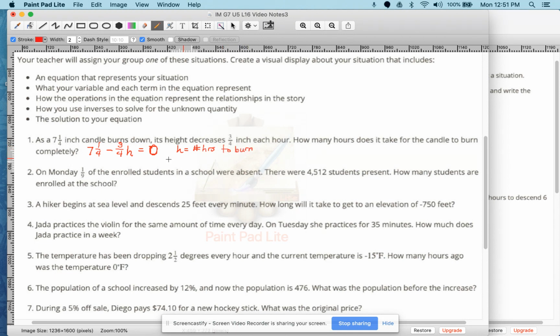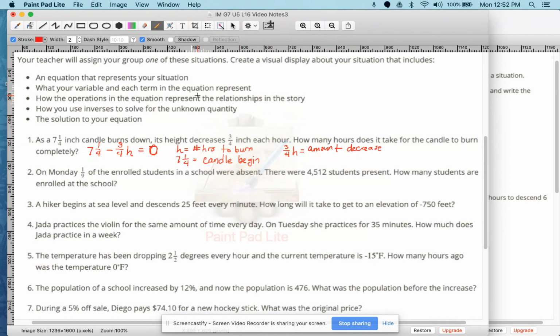The 7 1/4 represents the candle at the beginning. I'm kind of abbreviating. And the 3/4 times H represents how much it decreases, the amount of decrease. Okay, so we just did the second part.